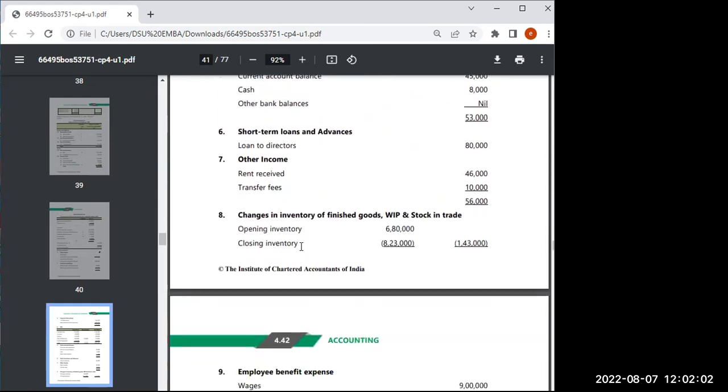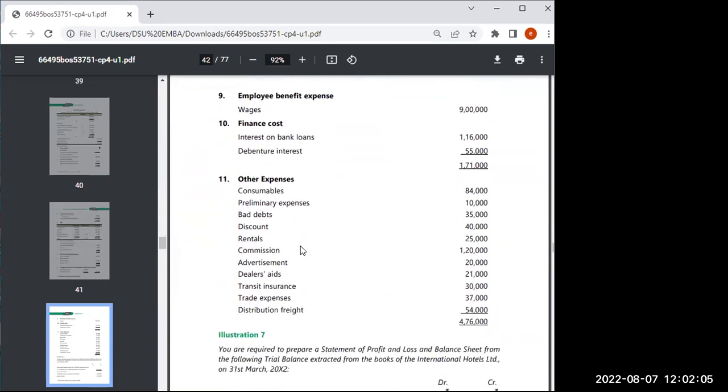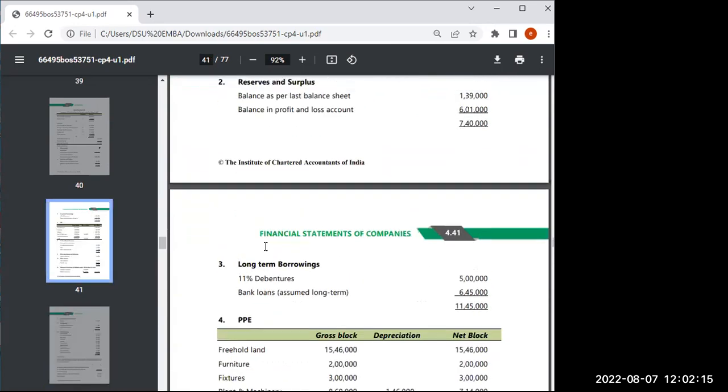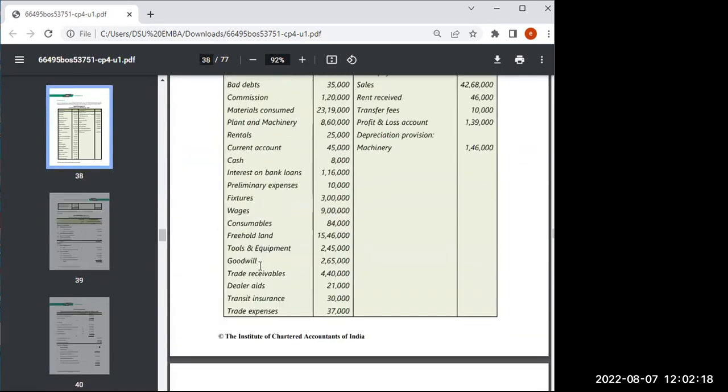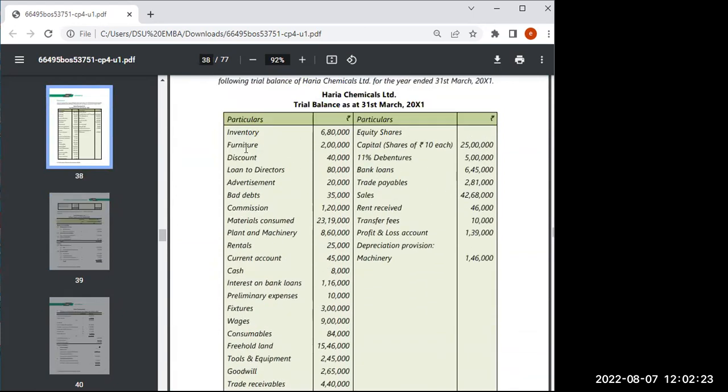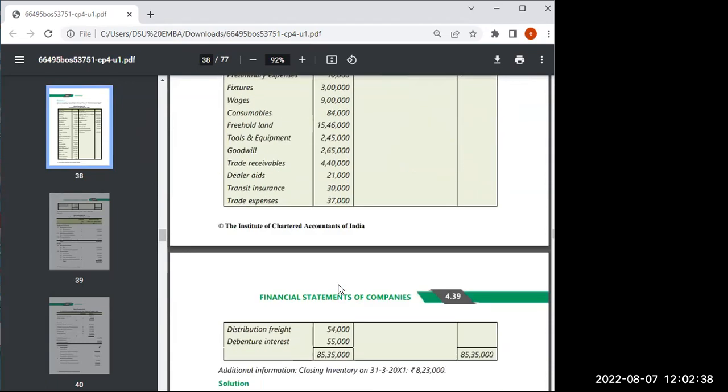Look at these other expenses. Dealer's aid is an expense, he has taken it here. Look at this. Consumables, preliminary expense, bad debt, discount, rentals. Rental was in the debit side. That's why it's coming here. Suppose rental is on the credit side, it will go to other income. Rent received will go to other income in the P&L account, second item. Right. So all these things we are adding together.